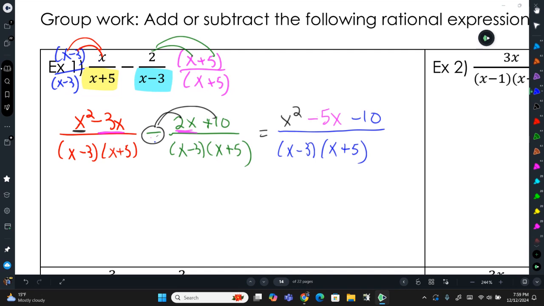And then, as I've said before, we want to make sure we can simplify if possible. We want to factor the numerator if we can. So two numbers that multiply to negative 10 but add to negative 5, there aren't any. So this is your final answer.